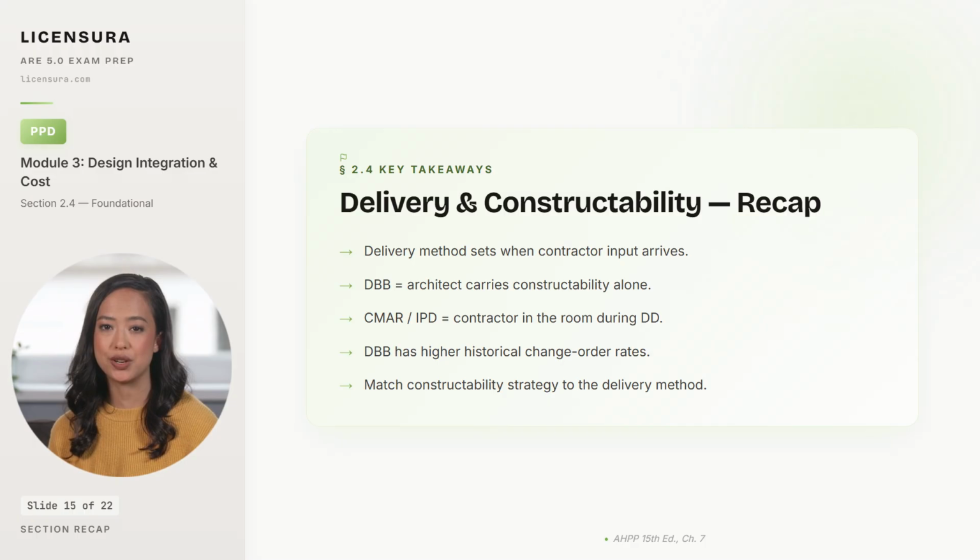And the practical rule? Match the constructability strategy to the delivery method. The architect who runs an IPD constructability process on a DBB project wastes the owner's time. The architect who runs a DBB process on an IPD project wastes the opportunity and gets the question wrong on the exam.